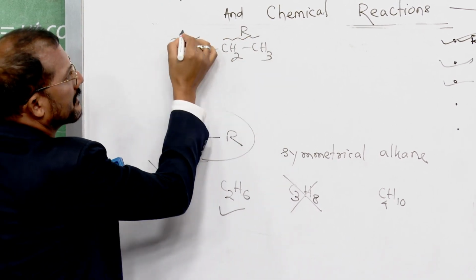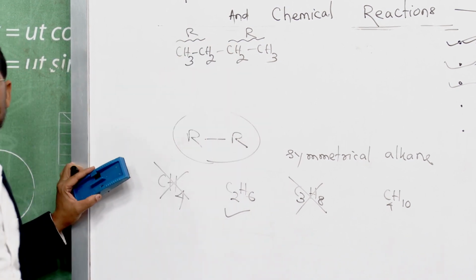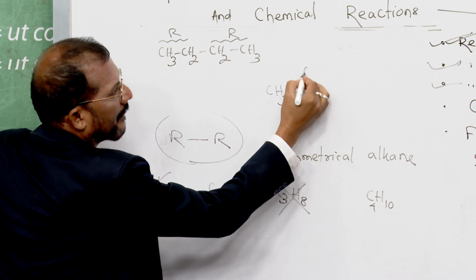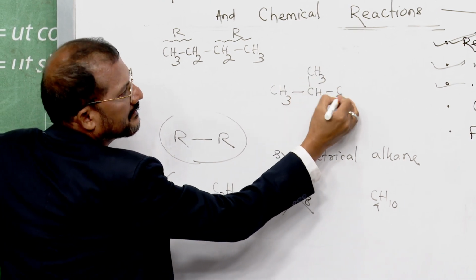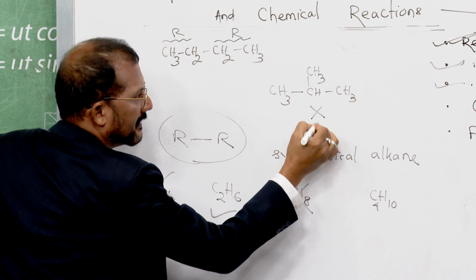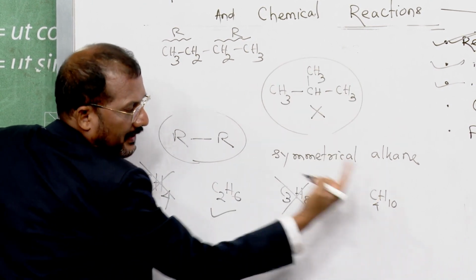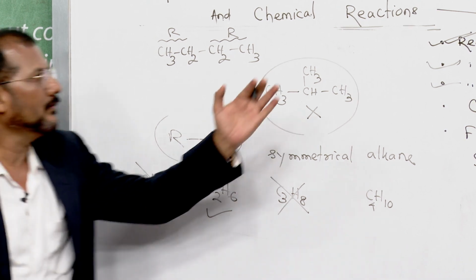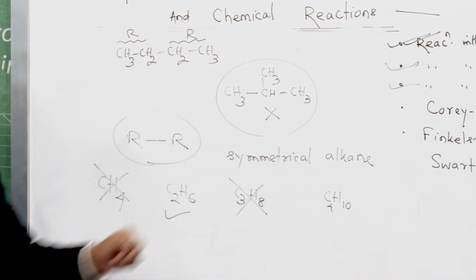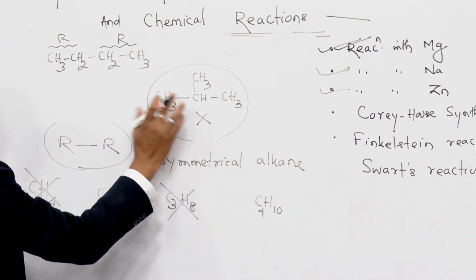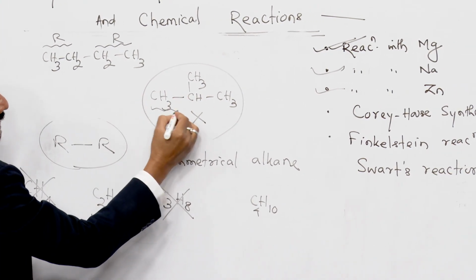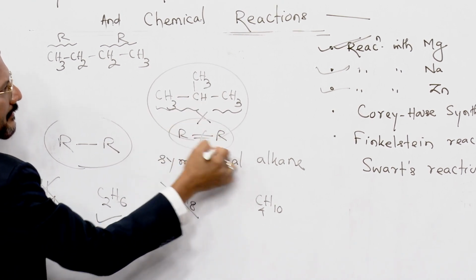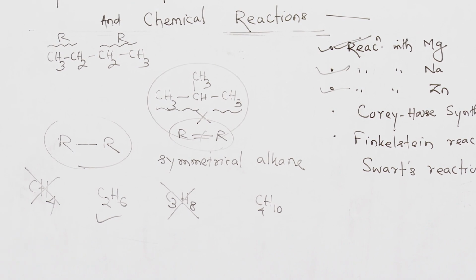You can look here, it is R-R type, isn't it? But can we prepare this butane, CH3C(CH3)CH3? We cannot prepare this butane. Remember, we can prepare C4H10, not all isomers, by the Wurtz reaction. We cannot prepare this, because this type of alkane does not give any idea of R-R. Where can you make it R-R? You cannot make it R-R. So, this is not obtained.